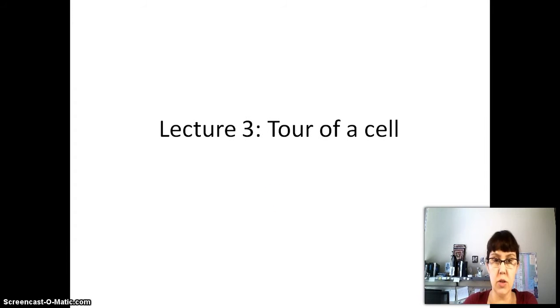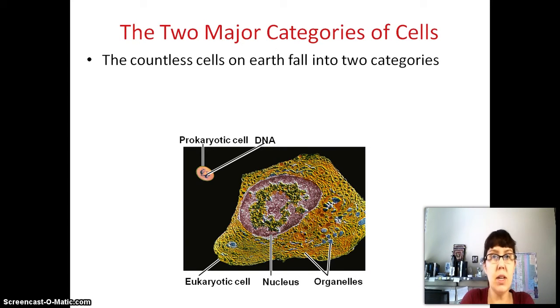Hi, in this short lecture we're going to cover the basics of cells. So there are two major categories of cells, and most of the cells on the planet can fall into one of these two categories. The categories are prokaryotic cells and eukaryotic cells. Prokaryotic cells are the simplest form.